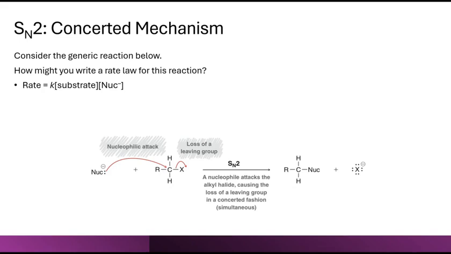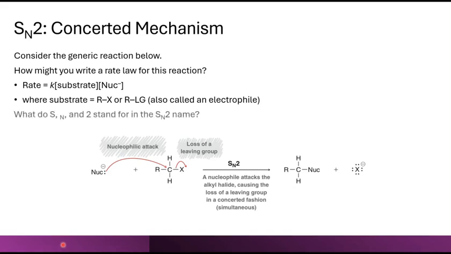Well, for this reaction, the rate law will equal the rate constant times the concentration of both the substrate, RX, and the nucleophile. We can sometimes call the substrate RX. I also want to make sure that we know we can call it R-LG, representing our leaving group. We can also call this the electrophile.